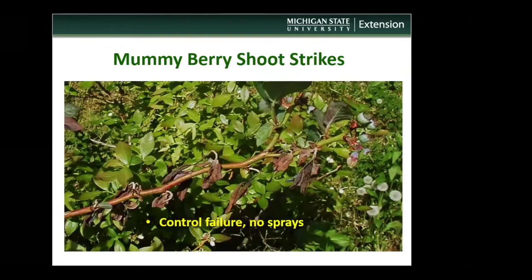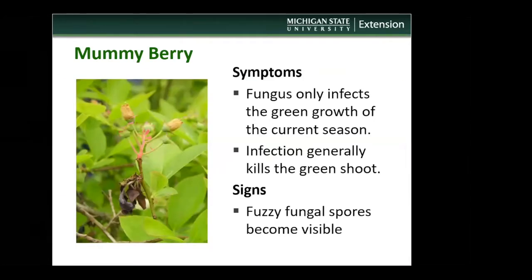So here's an example of mummyberry shoot strikes, and you can see all those dead shoots on this blueberry cane. The way I tell if it's mummyberry is, one, you've got that white fungal mycelium over them, but the disease does not go into the woody part of the shoot. It only kills the new green tissue, and it doesn't go into the wood at all. And so that's my quickest way. I can get out and look, and if it doesn't go into the woody tissue and it's got these fuzzy spores on it, it's mummyberry. It's not Phomopsis.